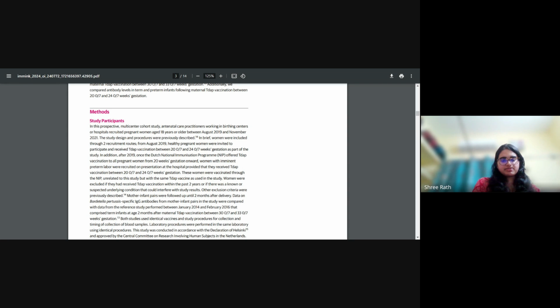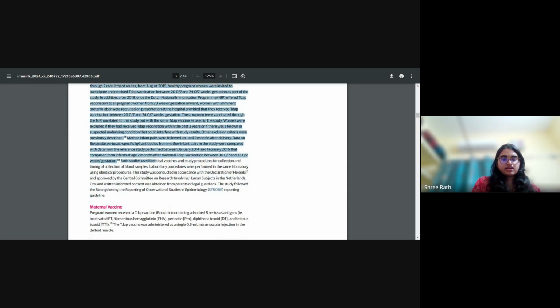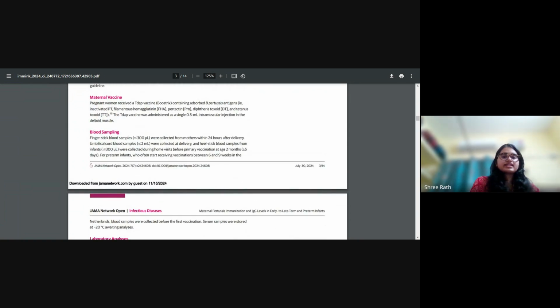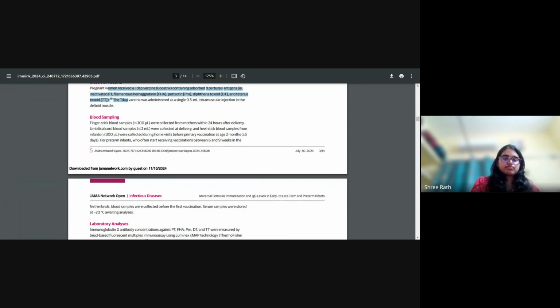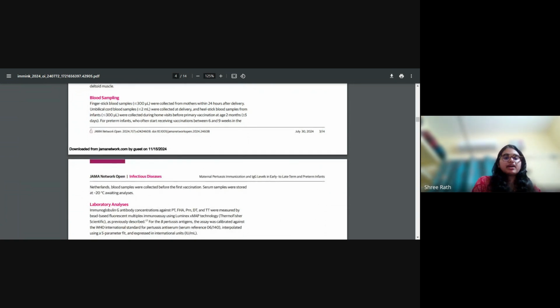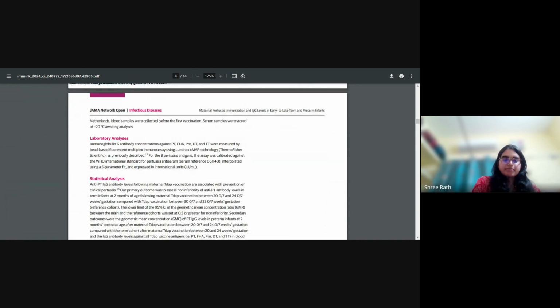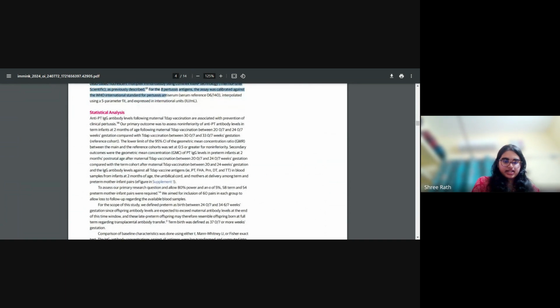The study participants: they summarize all the study participants and how they obtained consent, from when to when their recruitment was done, who the patients under consideration were. Then they described the intervention, the vaccine and the dose of the vaccine. Then how sampling was done, how the lab analysis was done, and mainly how the statistical analysis was done.